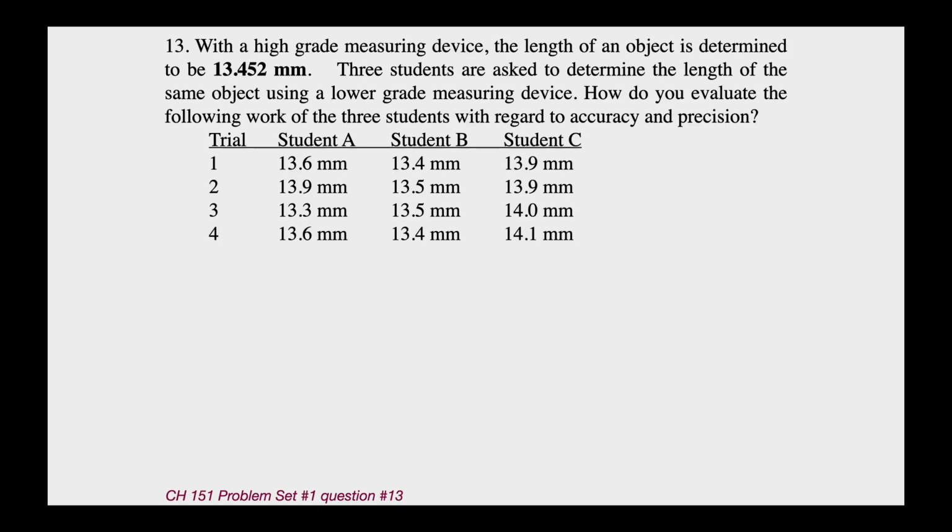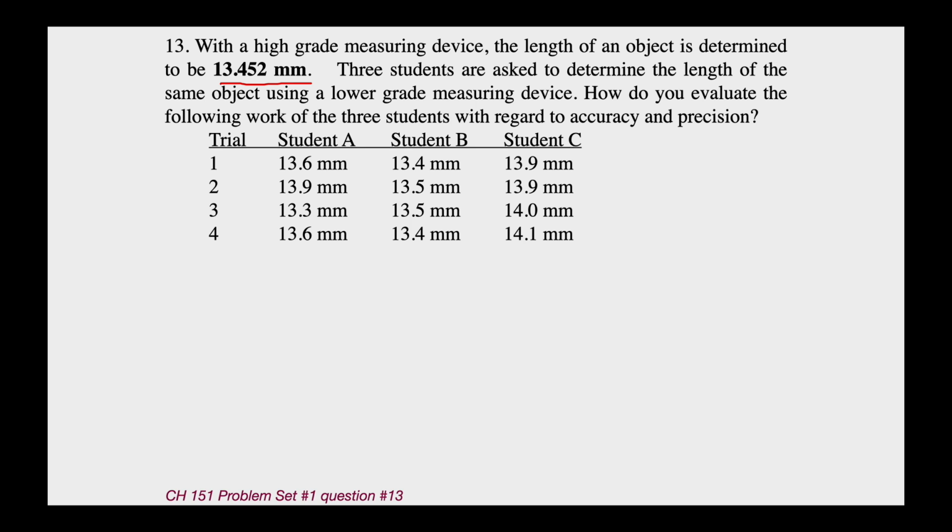We've got 3 students recording the same object. And if you use a super high-powered device, the actual quote-unquote measurement is 13.452. And we'd like to look at those 3 students and say, how are they in regards to accuracy and how are they in regards to precision? Now, accuracy is the easiest one because we know that the value is supposed to be 13.452.